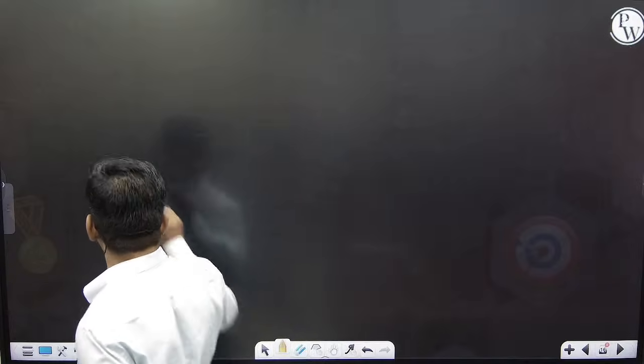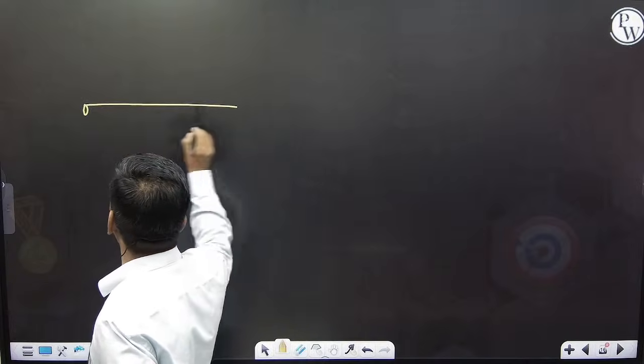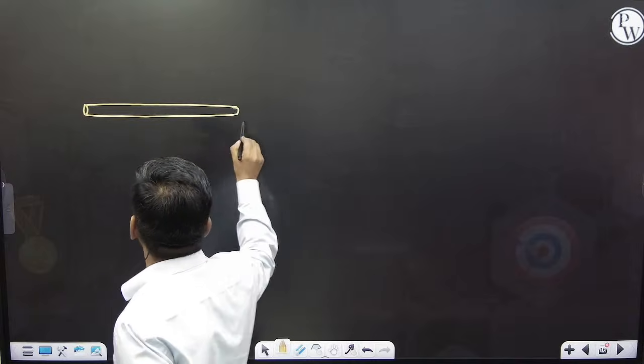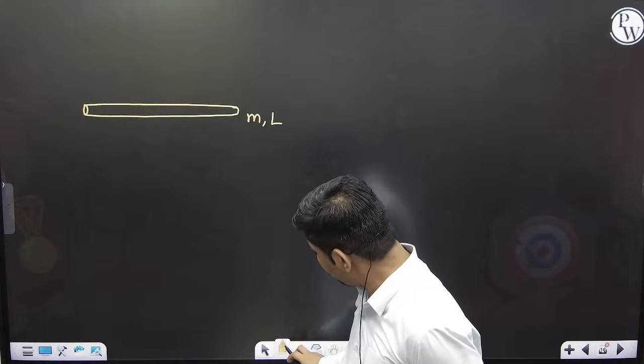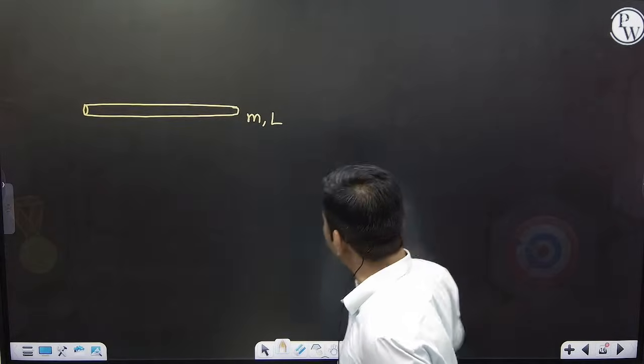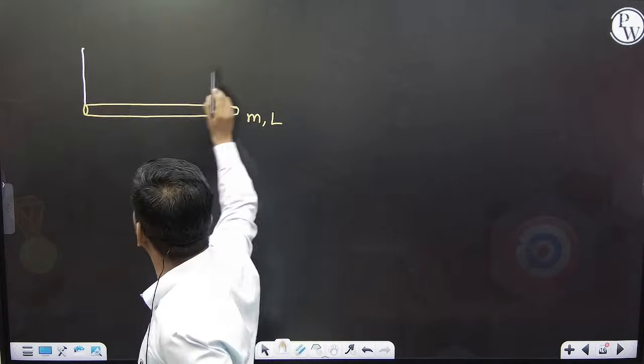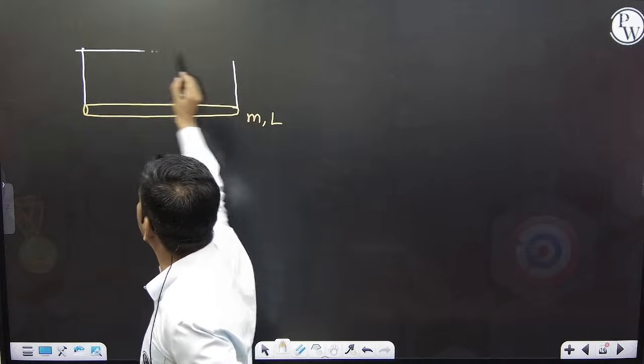So what they gave in this question is, a rod was kept horizontal. The mass of the rod is m and its length is L. Now this rod was tied with two strings like this, from a roof, they have tied it like this.